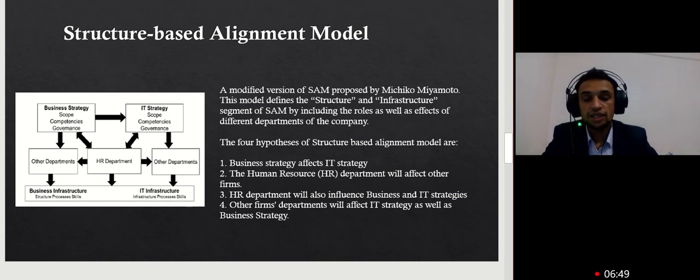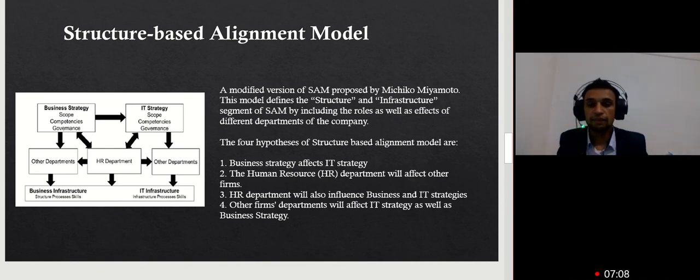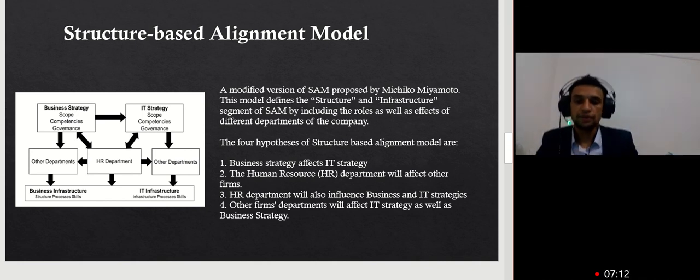So the next one is the structure based alignment model. This is a modified version of SAM, proposed by Michael Miyamoto. The model defined the structure and infrastructure segment of SAM, including the role as well as the effect of different departments of the company.